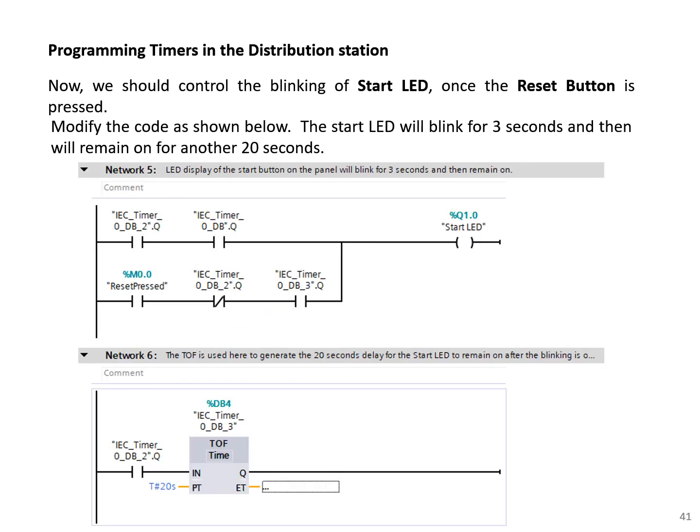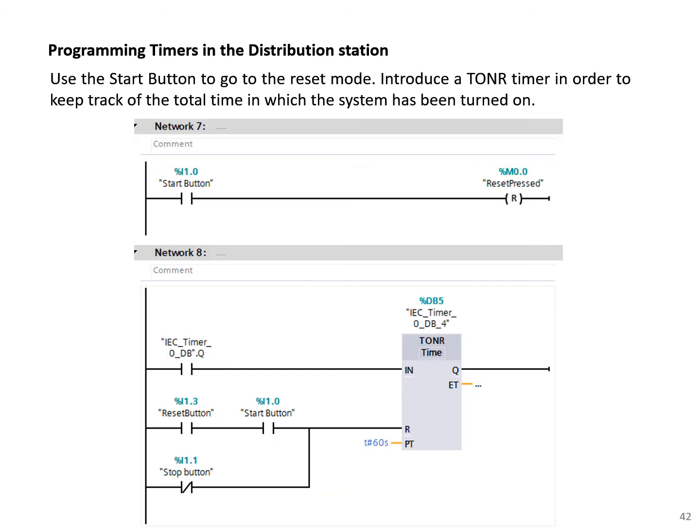Now we should control the blinking of start LED. Once the reset button is pressed, modify the code as shown below. The start LED will blink for 3 seconds and then will remain on for another 20 seconds. So we are adding this network 5 and network 6 as we go forward and proceed, and you are basically copying this code. Try to understand what are the meaning of each contacts and coils, what are the purpose of each.